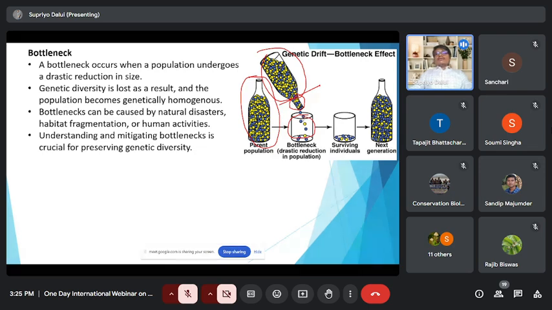Like in this scenario, there are more blue balls than yellow balls, and they will be the surviving individuals who give birth to the next generation. In the next generation, you can see that the population demography has changed: more blue individuals than yellow individuals. So this is how a bottleneck occurs in nature.